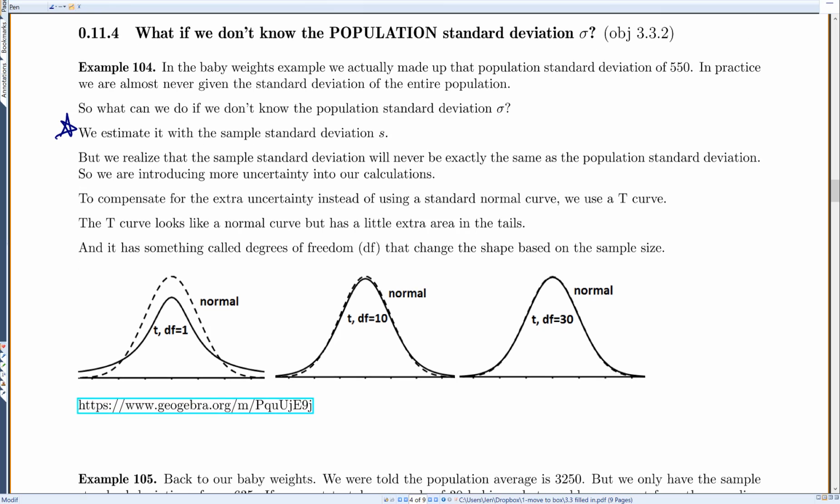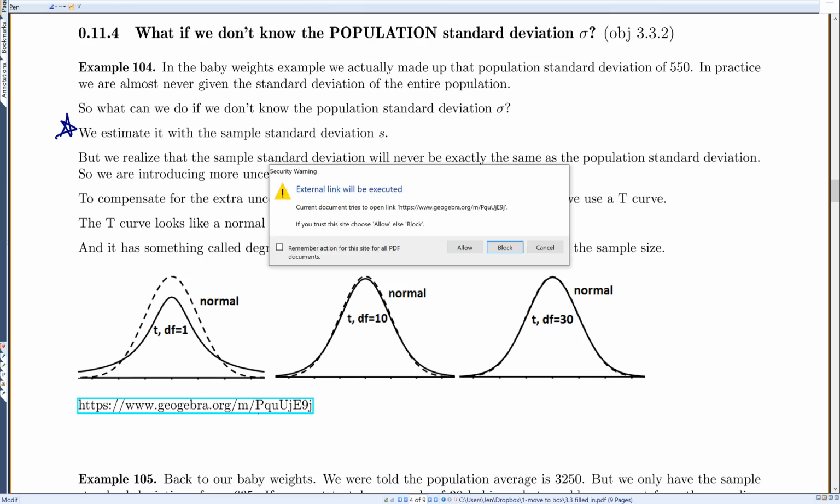So for example, this solid black is the t-curve with 1 degree of freedom. And the dash is my normal curve. So you can see the t-curve is a bit flatter because it has more area out in the tails. That's for 1 degree of freedom. By the time I get to 10 degrees of freedom though, my t-curve still has a little bit more area in the tails, but you don't notice it very much. By the time I get to 30 degrees of freedom, you can't even tell the difference.